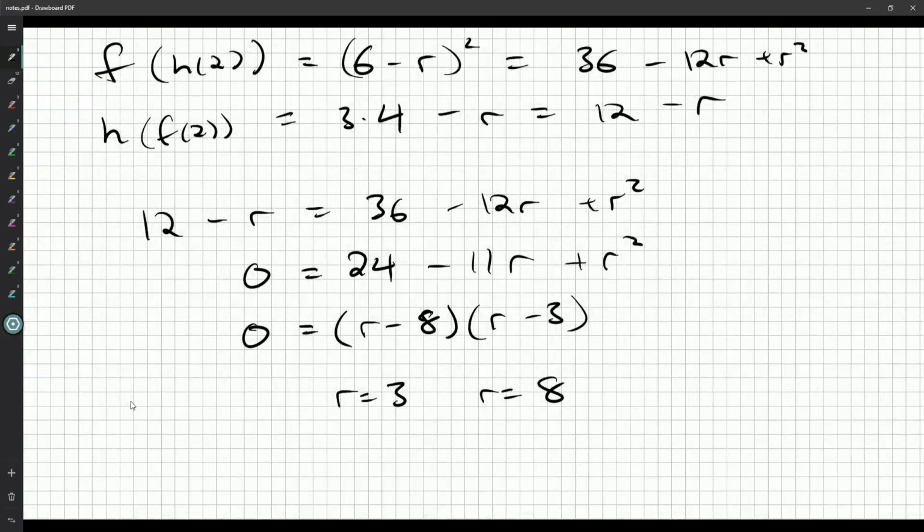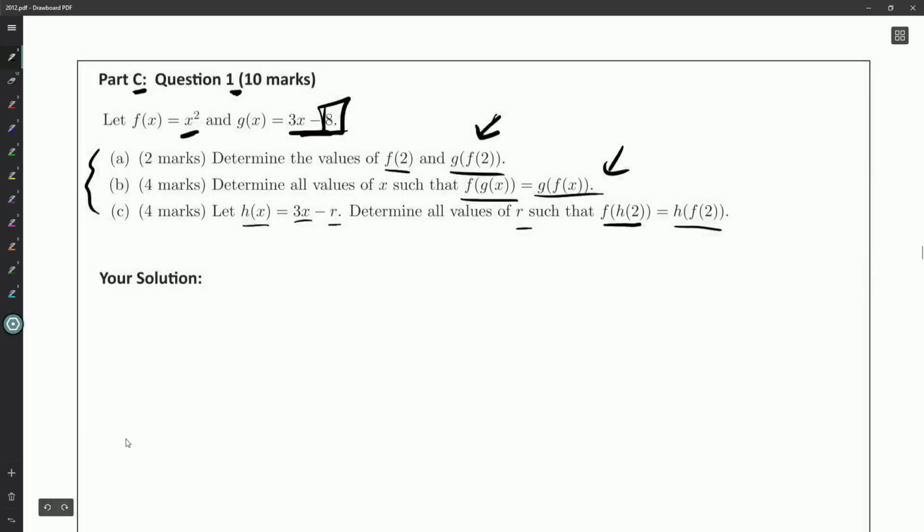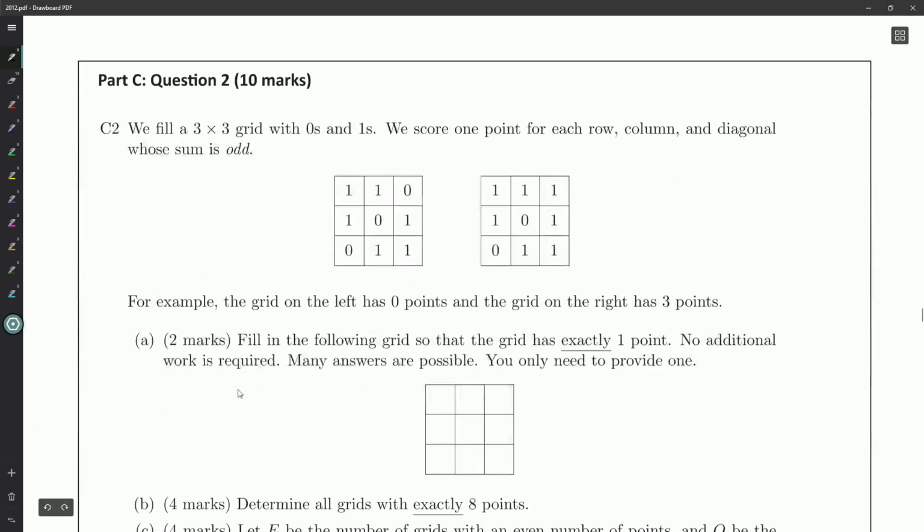And that was a pretty short way to start off part C of our contest. But there we go, and it's going to be a long time to scroll down, but then we're going to get to question 2, and I will take a look at that in the next video.